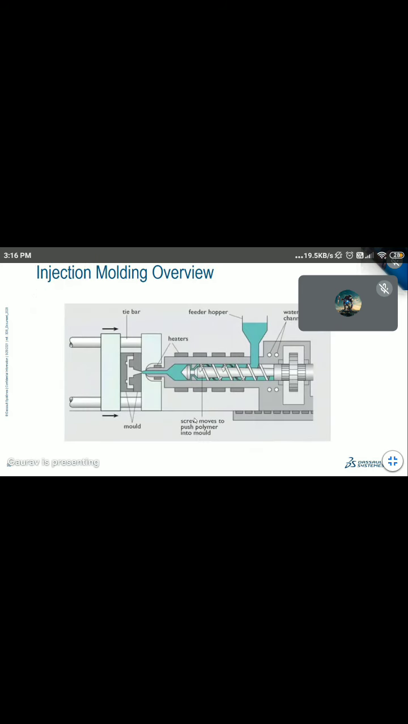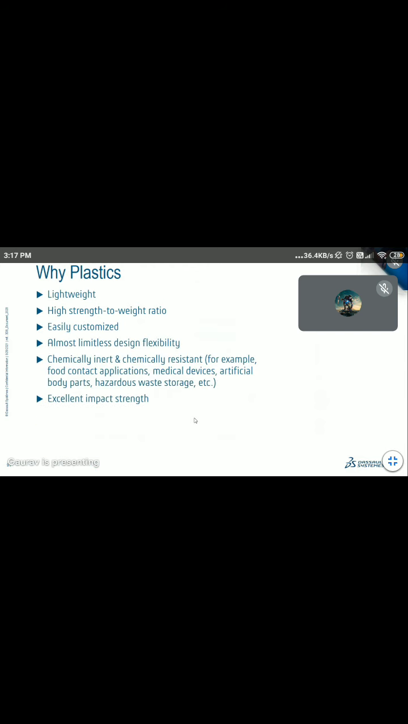The simple setup. Before we jump into the plastic, just a brush up: plastics go in here, melt here. This is where the mold goes, and the plastic part comes out. A very basic overview of the injection molding machine. So these are the reasons, as I have explained, why plastics are really helpful, and also they are visually aesthetic in nature too.